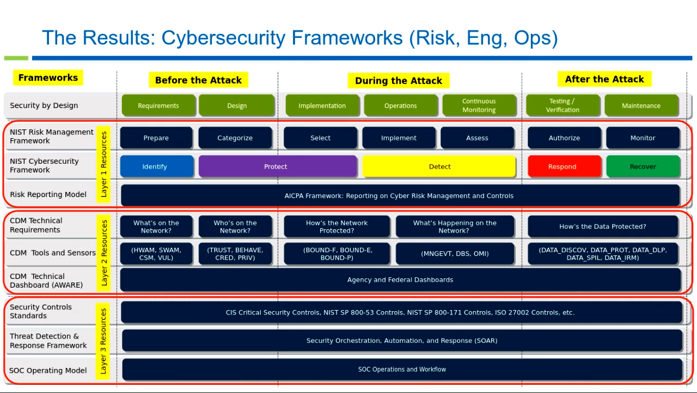So here's a mapping of the entire program from a requirements perspective. Risk, engineering, and operations. Risk we covered in week 2, engineering week 3, operations week 4. Risk is layer 1, risk management framework, cybersecurity framework, risk reporting model, and you can see they all map to the stages of an attack, before, during, and after. CDM we use for engineering, CDM technical requirements, tools and sensors, and technical dashboard or the AWARE algorithm before, during, and after the attack. And then finally, operationally, we're looking at security control standards, threat detection and response framework, and SOC operating model before, during, and after the attack.